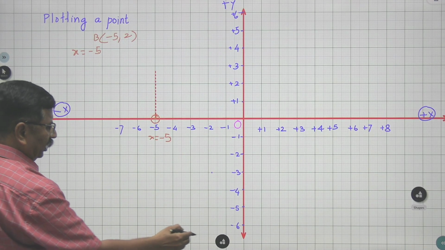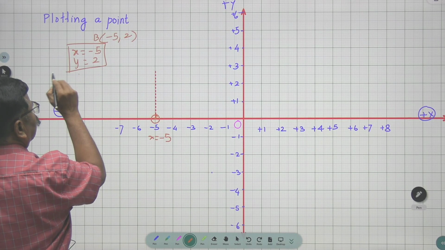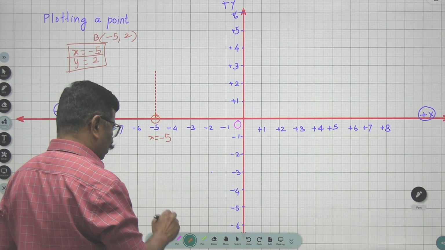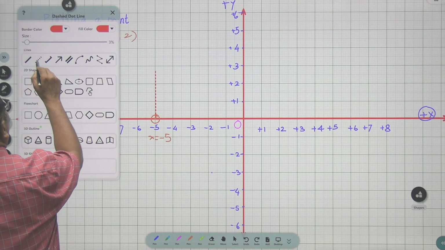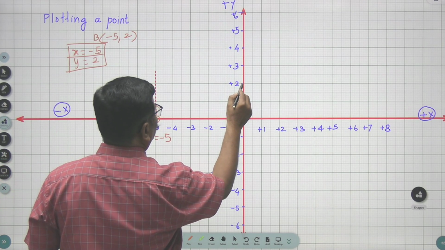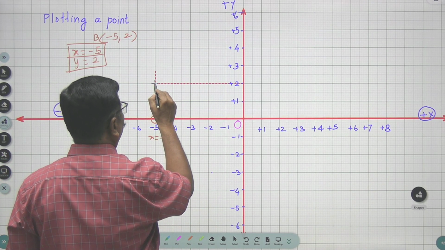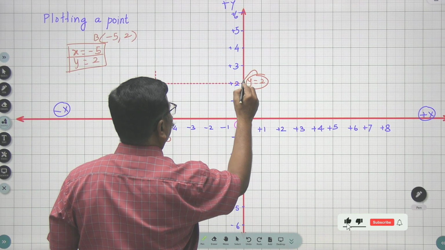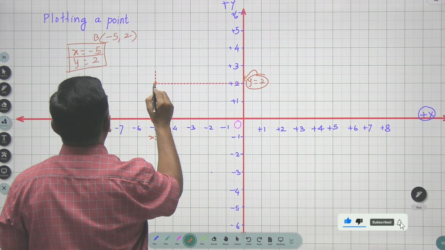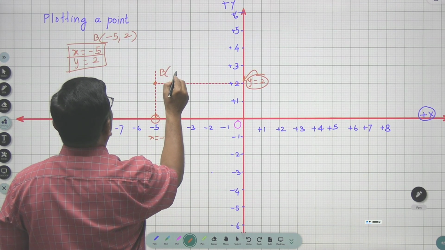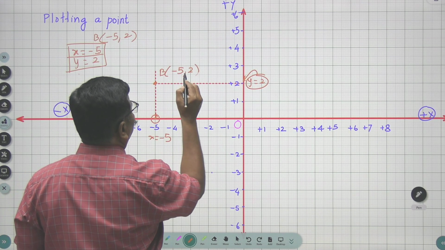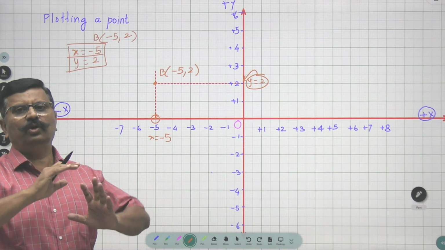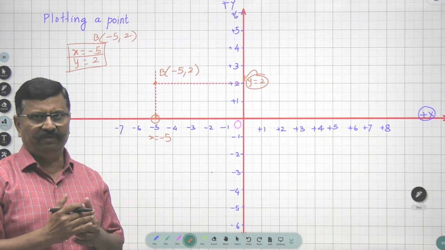Now what is the y coordinate? It is 2. So now I have to locate y equal to 2 on the y-axis, and draw the perpendicular to the y-axis. So this is y equal to 2. Hence this is the point B, minus 5 comma 2. This way you can plot a given point.